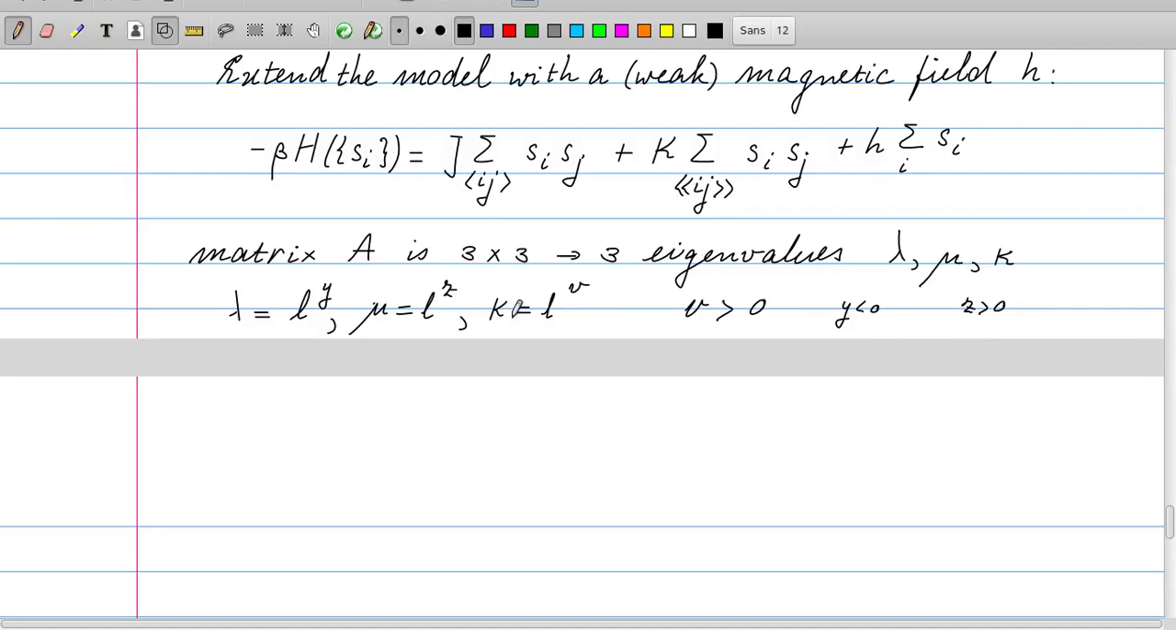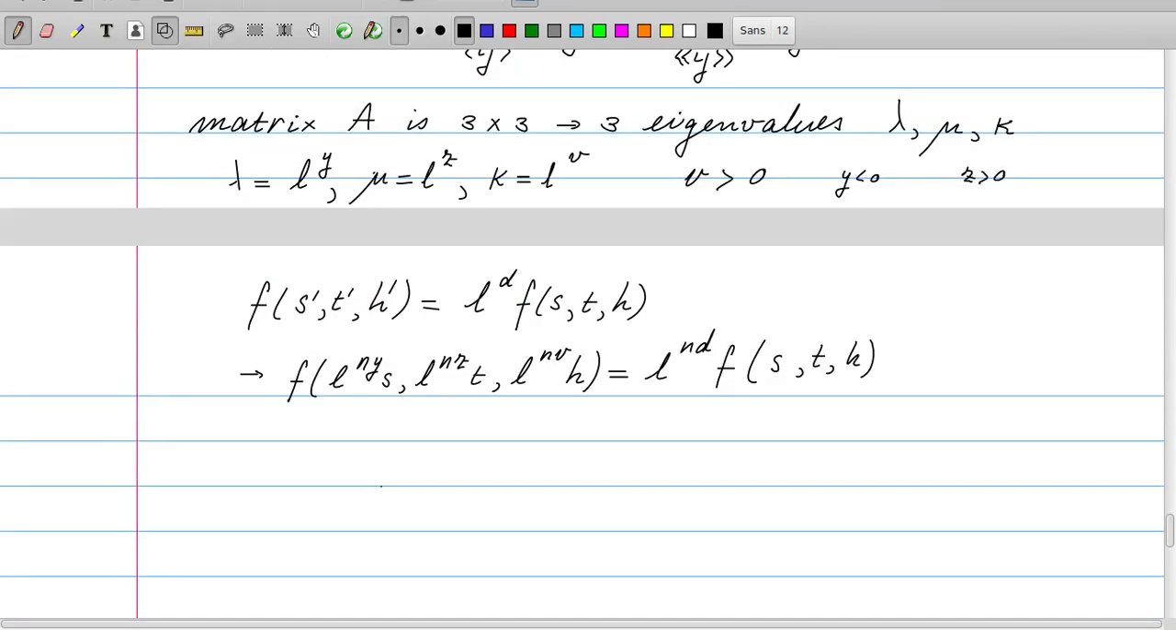Well, previously we had already seen that lambda and mu can be written as L to the power y, L to the power z, respectively. And so for kappa we choose L to the power v, which is the third critical dimension. And because kappa is expected to be larger than 1, v is larger than 0. y is of course still smaller than 0, it's negative, and z is positive.